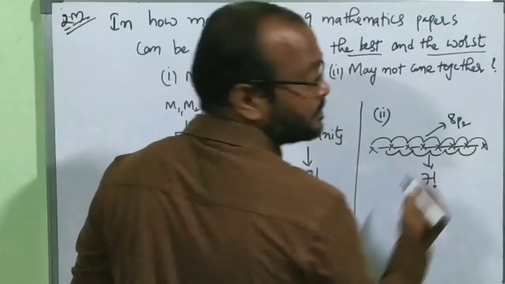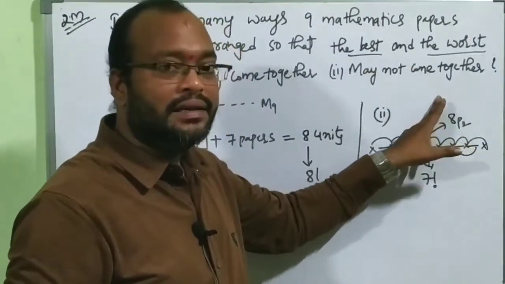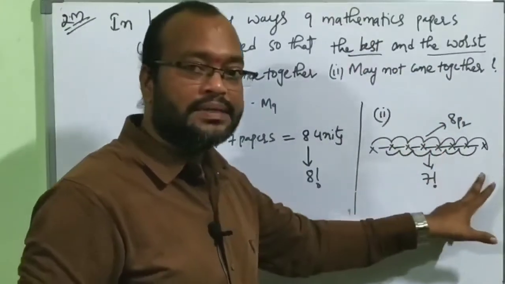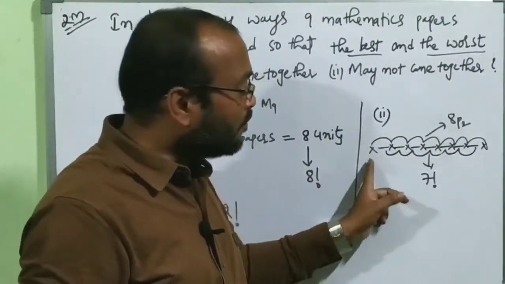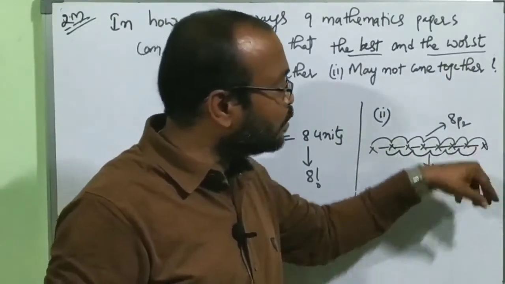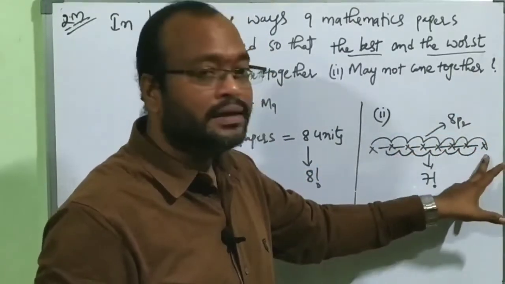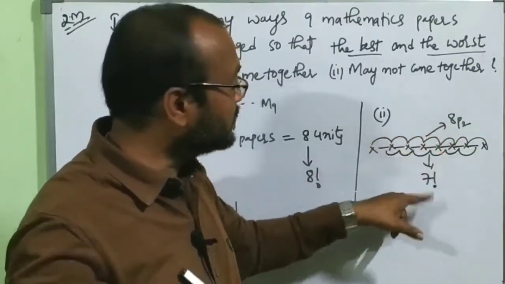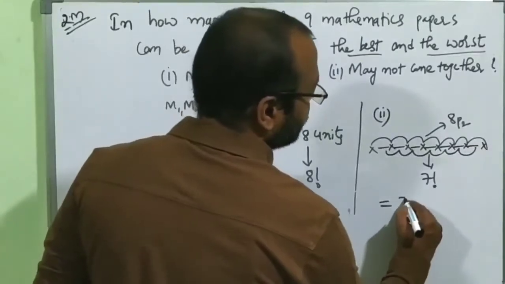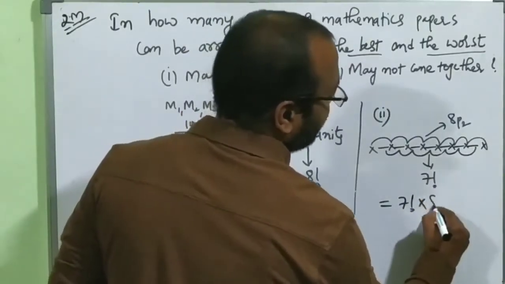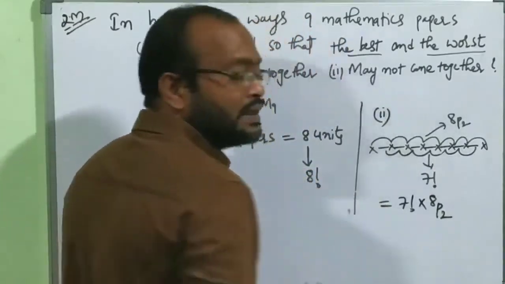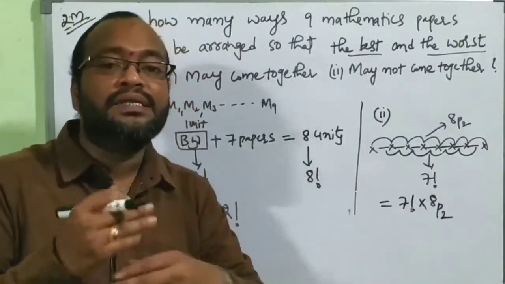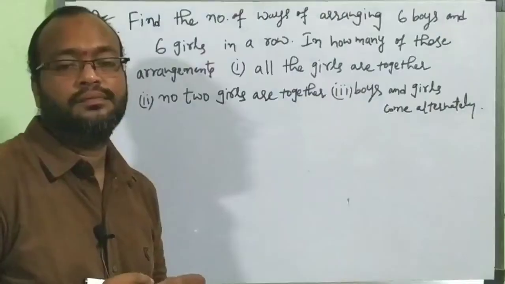Is it clear now? Again, whenever a condition is there, leave those conditional papers. First arrange the remaining papers. 7 papers are there, we arrange them in 7 factorial ways. After that, how many places are there to put those papers? 8 places are there. Only 2 papers are there. How can we put? 8P2 ways. So again by the fundamental principle the answer will be 7 factorial into 8P2. So like this we can arrange. This is a very important problem. So by using this concept we will solve the next 4 marks question.